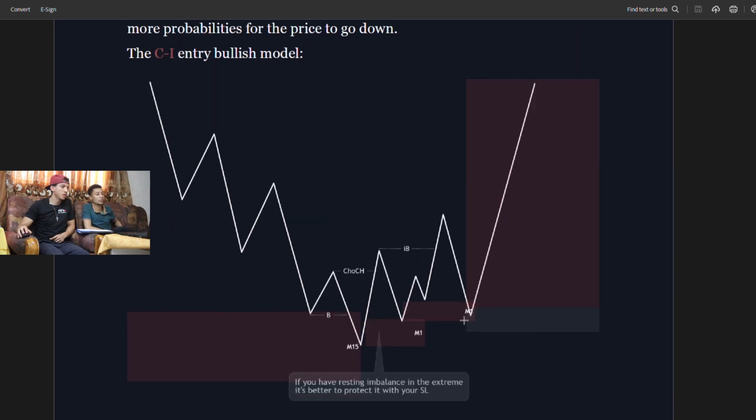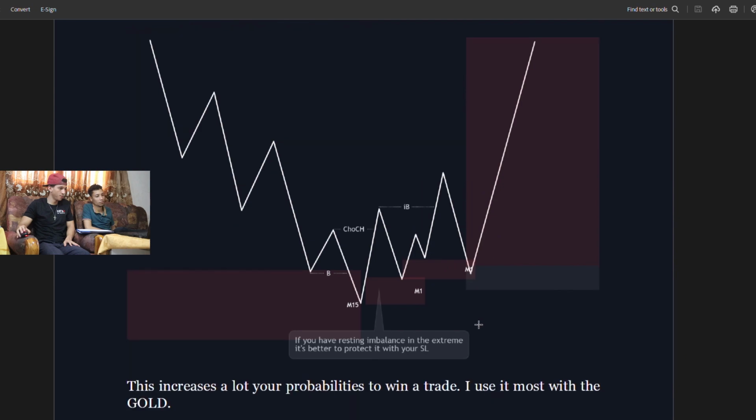Then this tests, after the change of character. So what they're saying is, after a change of character, wait to have an internal break of structure, which is here. Here's your change of character. Here we have a break of structure, as we can see here. And then once it tests the previous lower low or higher low, that's where you enter, at this point right here.